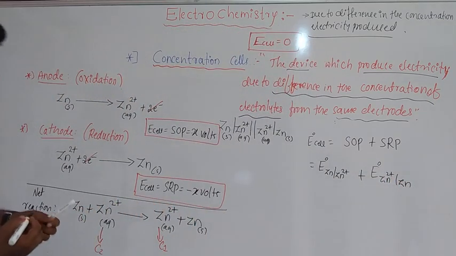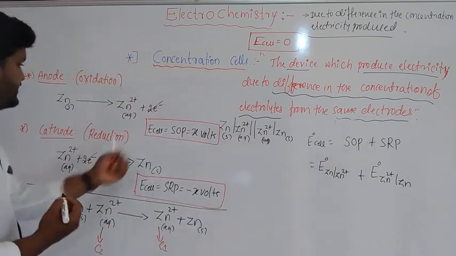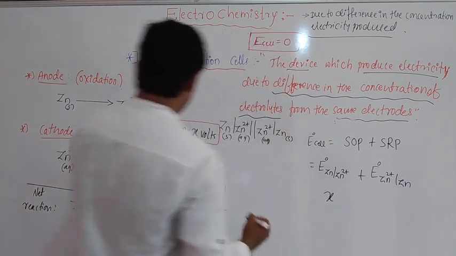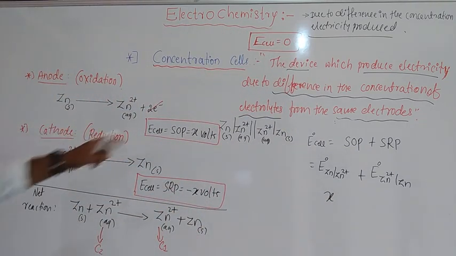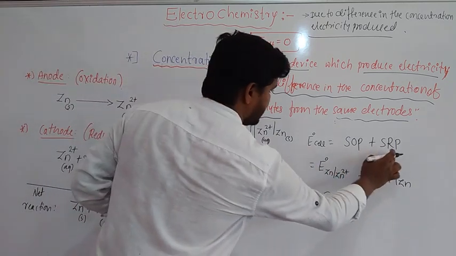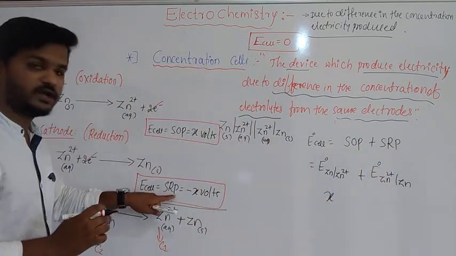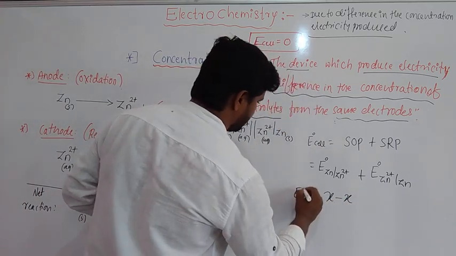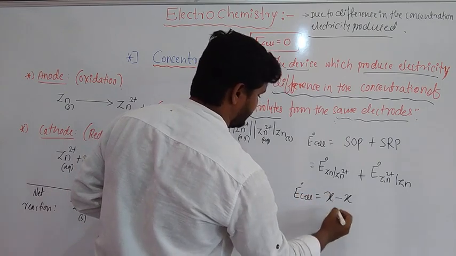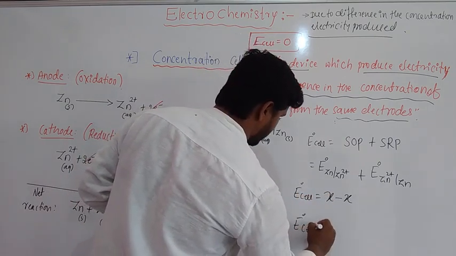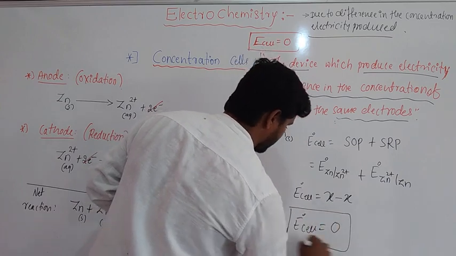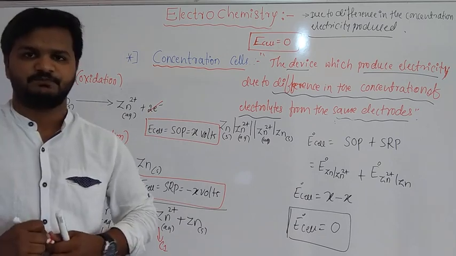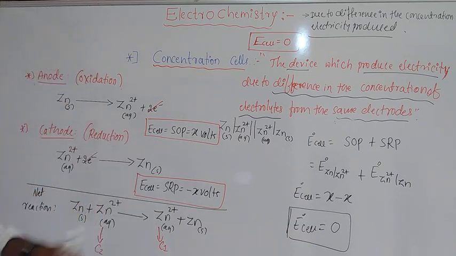So student, first, standard oxidation potential is X volts. And what is meant by standard reduction potential? Here standard reduction potential is minus X volt. Then E naught cell is equal to, what is the value? We will get 0. Standard electrode potential value should be 0 for concentration cells. Okay, this is about the concentration cell concept.